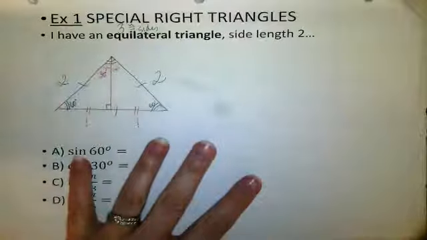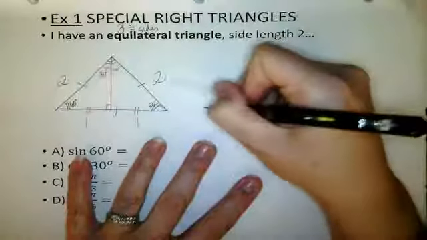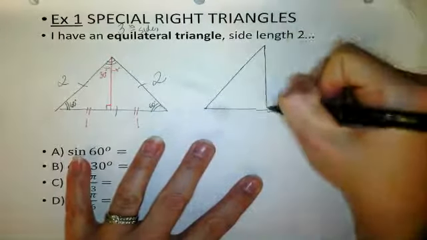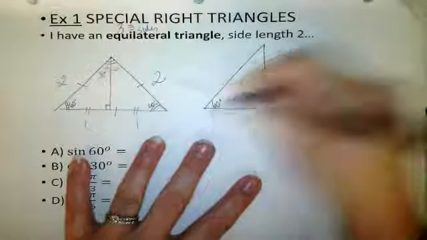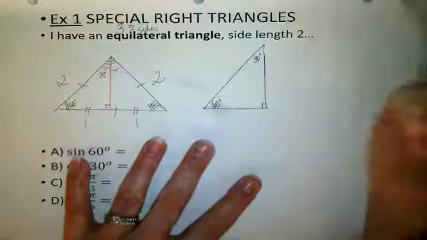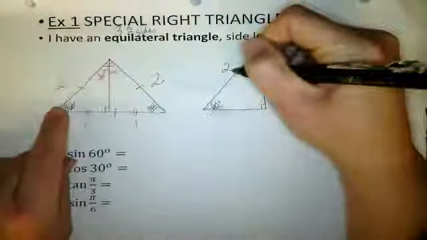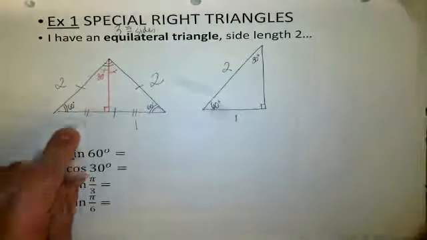So we created just now a 30, 60, 90 triangle. I'm going to redraw that. This is my standing up tall 30, 60, 90 triangle. So we have a 60-degree angle. Up here is the 30-degree angle. My hypotenuse is 2, and this base is 1.